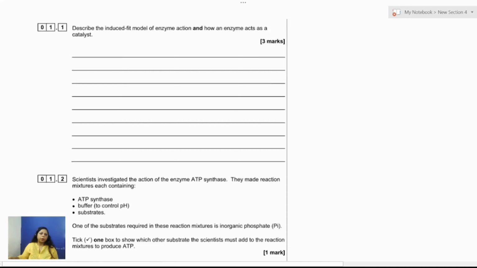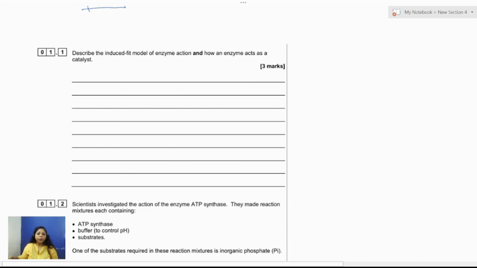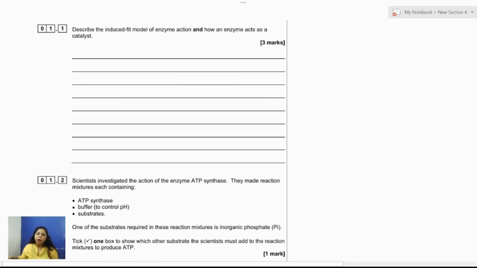Let's start with question number one. Describe the induced fit model of enzyme action and how an enzyme acts as a catalyst.